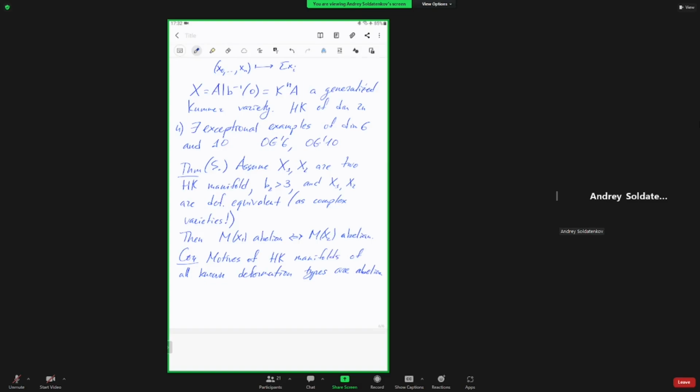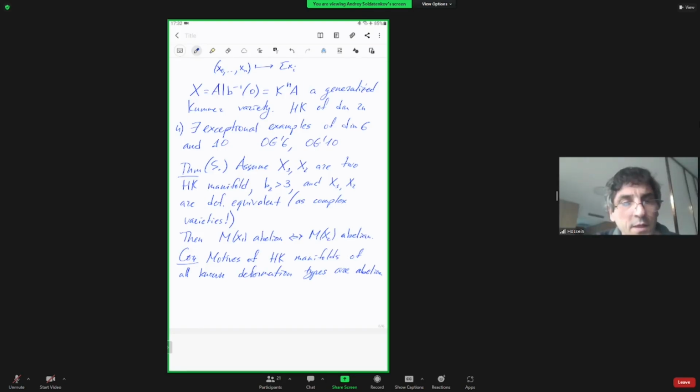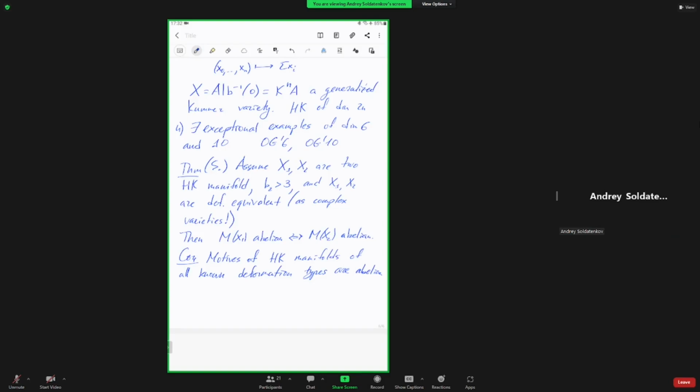And then there are only these examples inside the module. I mean, the good thing of the theorem is that even though you pass from x1 to x2 by deforming to non-algebraic objects, still the property of being abelian is preserved. Yes, exactly, that is the point.